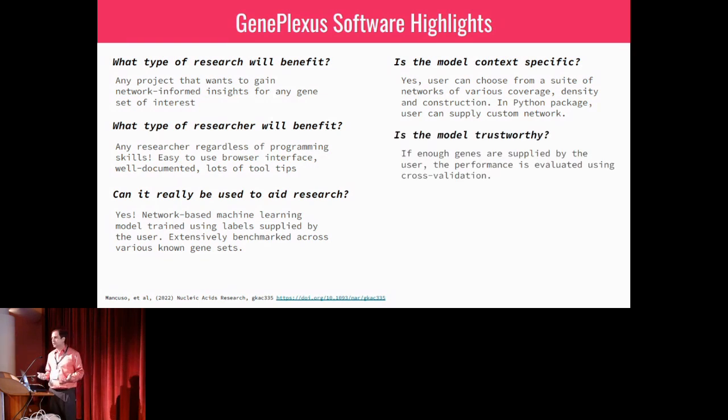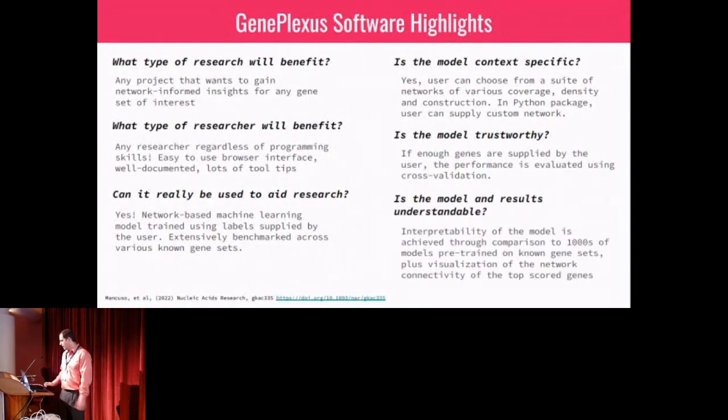Also, is the model trustworthy? We try to do this. We do cross-validation, and we supply those results to the user so that when they get their results back they can look at whether the model actually worked on the gene set they put in. The next question is whether the model and results are understandable. We try to do this by providing some network visualization of the top predictions. Then we also compare the trained model to thousands of other pre-trained models, and we'll talk a little bit about that at the end of the talk.